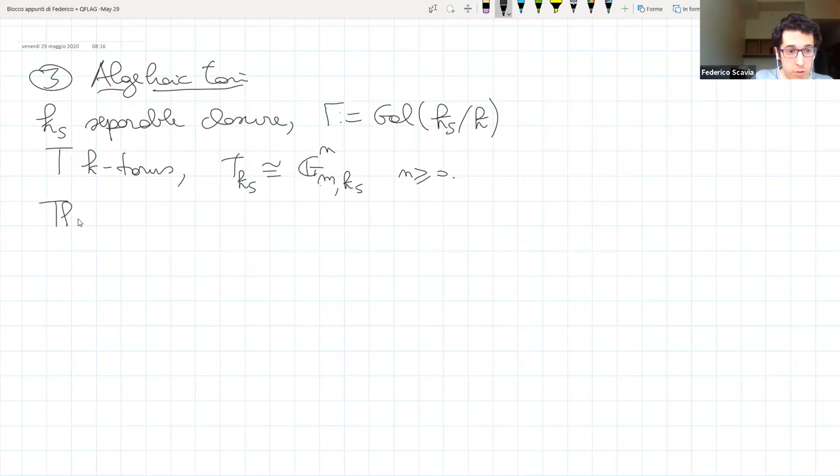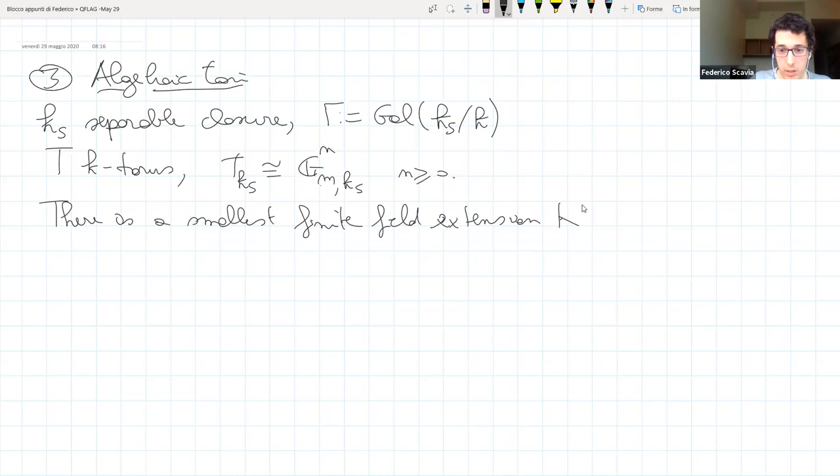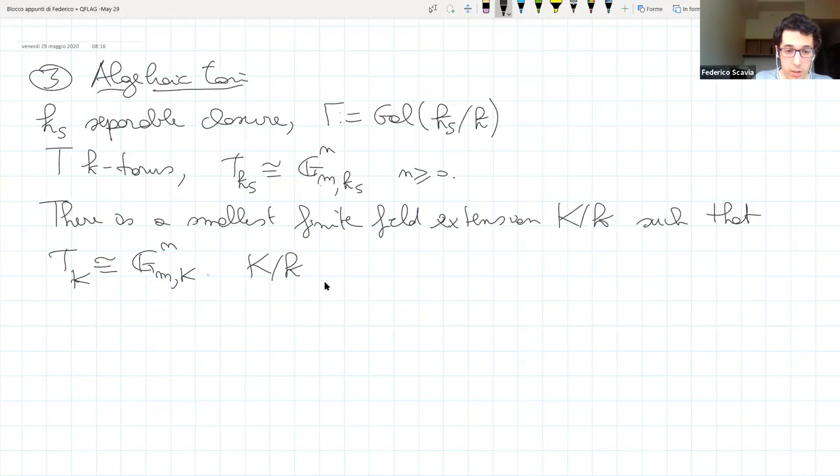So in this situation, there is a smallest finite field extension K over small k, such that T splits over K. And this extension, big K over small k, is always Galois. It's always a Galois extension. And one says that K over k is the smallest, it's the minimal splitting field.